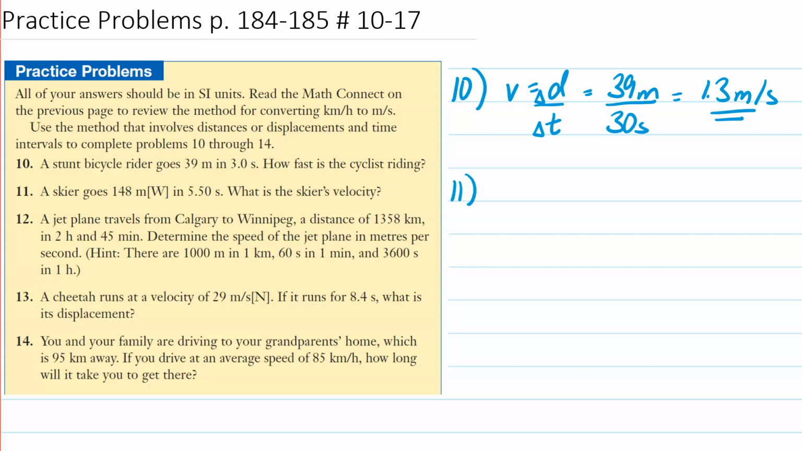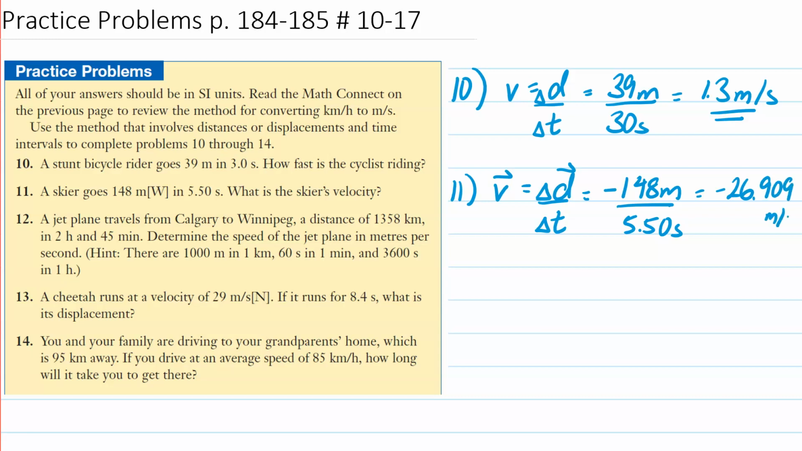Number 11, a skier goes 148 meters west in 5.5 seconds. What's the skier's velocity? So velocity is the displacement divided by the time. The displacement is given to us, 148 meters west. That's a negative 148 meters divided by the time of 5.50 seconds. That would be a negative 26.909 meters per second.